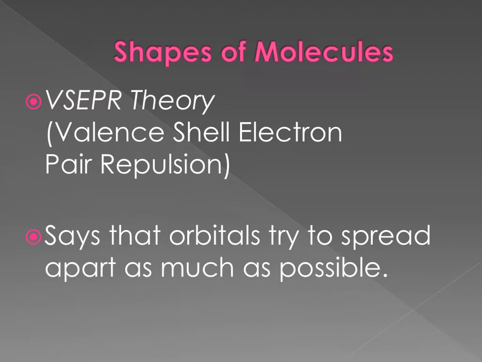And what it says is that the orbitals try to spread apart as much as possible, because you've got to remember that the electrons are in the orbitals and the electrons are negatively charged. A negatively charged particle is going to repel another negatively charged particle. So that's why these orbitals are going to spread apart as much as possible at the greatest degree of angle to get as far apart, which will cause the molecules to take on different shapes, which we will learn.